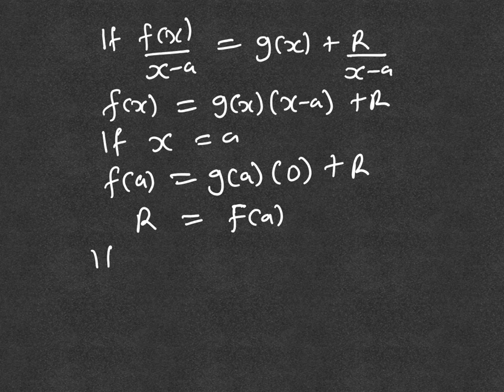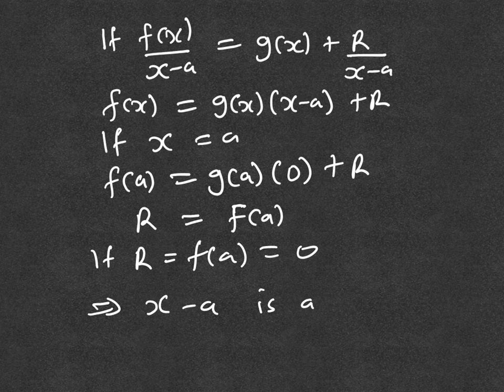If our r, which is f of a, equals 0, that means that substituting in x is equal to a gives a 0 remainder. Then it means that x minus a is a factor of f of x. So today I want to discuss the concept of factor theorem. It develops from the remainder theorem. Simply, the factor theorem is remainder theorem with the r as equal to 0.